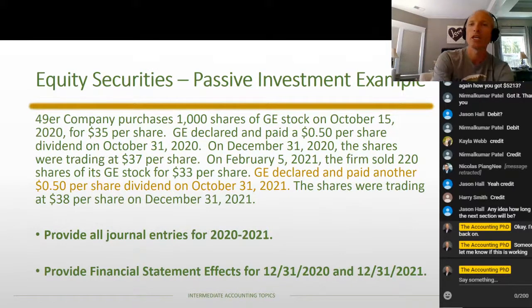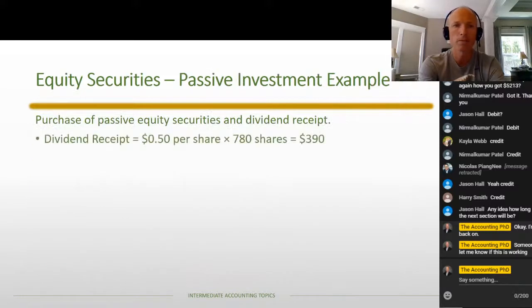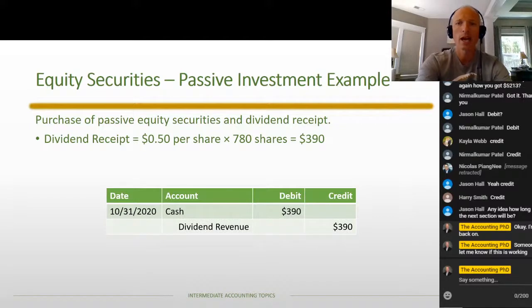All right, so now GE declared and paid another 50-cent per share dividend on October 31st, 2021. The only wrinkle here is instead of having the full 1,000 shares, we only have 780 shares. And so the dividend receipt is $390. And so again, the cash is going to be debited for $390, and dividend revenue is going to be credited for $390. Hopefully that's not too bad. Again, 50 cents per share times 780 shares, debit to cash, credit to dividend revenue, because this is a passive investment.